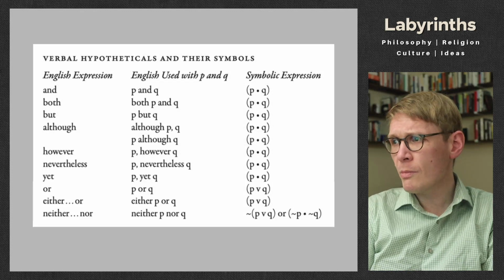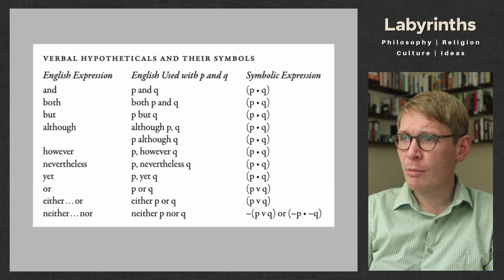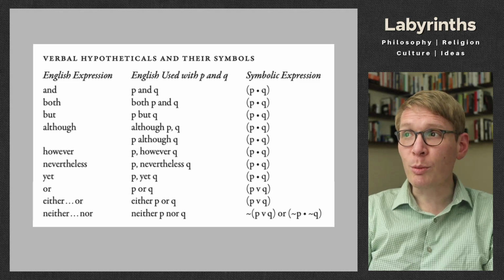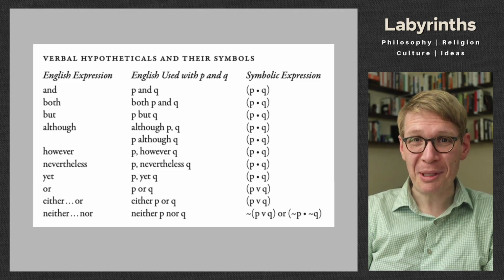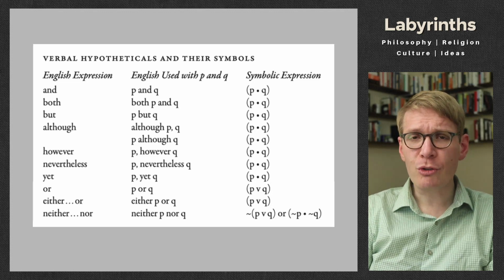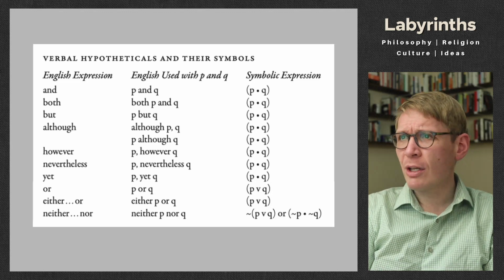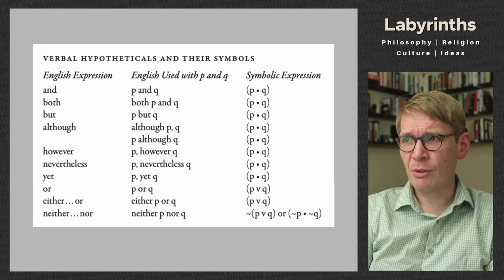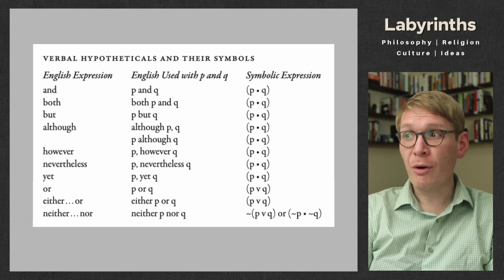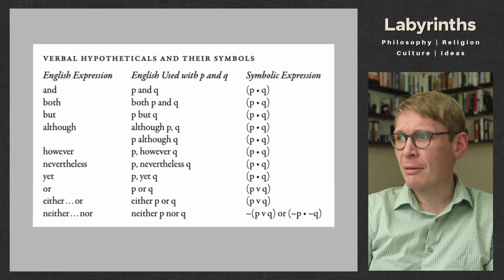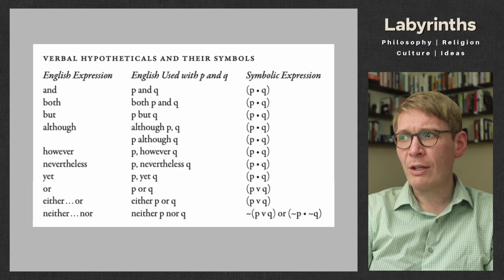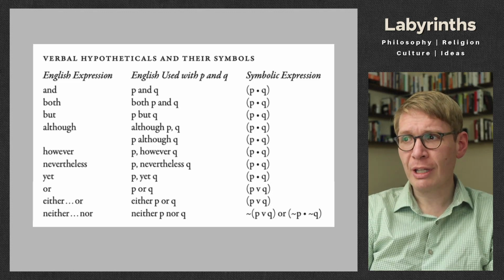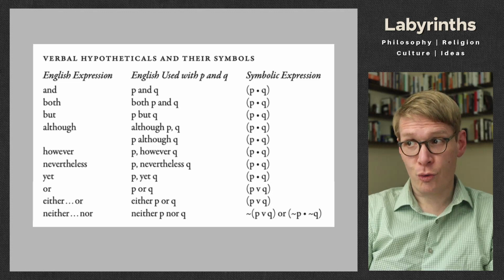We have here on our last couple slides something that you will have seen in Hauser's text. These are the symbols for various kinds of verbal expressions of hypothetical propositions, because very rarely in life are you really going to come across a formal logical statement of these things. More often you're just reading a text and trying to figure out what the author is saying. So if an author says and, or both P and Q, or P but Q, although P Q, however, nevertheless, yet, all of those are ways of expressing a conjunction. You're saying that both of the things that you're saying are true.